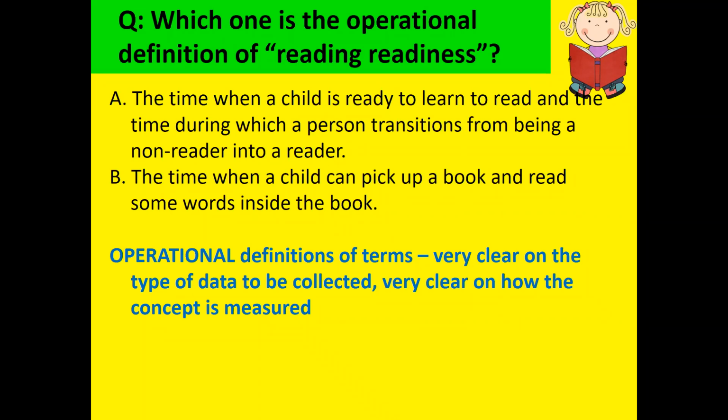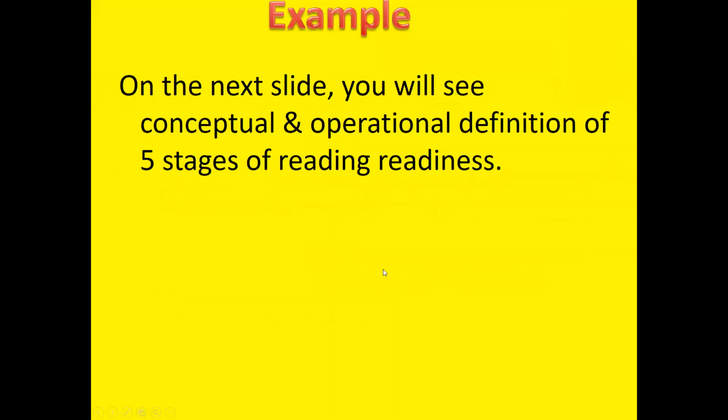If you use the very first one, it is a bit abstract: the time when a child is ready to learn to read and the time during which a person transitions from being a non-reader into a reader. Now, what on earth is a non-reader and what on earth is a reader? It is just a conceptual definition that we get from articles, but B is how we operationalize it. When we do the study, go to a kindergarten, this is what we are going to use, B, to decide how many of them are ready to read. So operational definition of terms are very clear on the type of data to be collected, very clear on how the concept is measured. So on the next slide, you will see conceptual and operational definition of 5 stages of reading readiness.